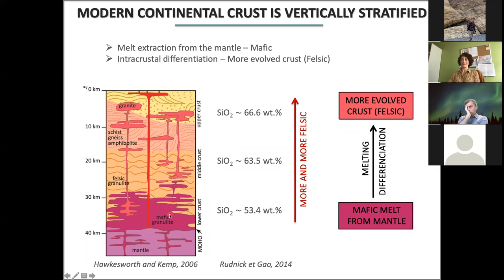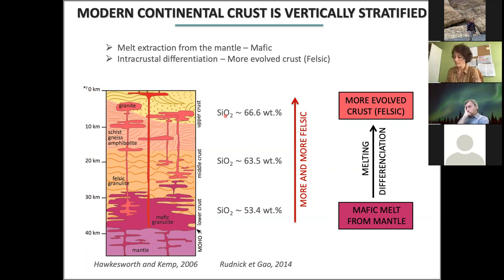So this change in composition with depth is very likely related to the way the crust is formed today. Here in this model, it is assumed that the lower crust is mainly made of mafic melts that are directly extracted from the melting of the mantle. So mantle produced juvenile melts that are relatively mafic. And then through intracrustal differentiation, these melts get more and more felsic to reach the silica content that we have in the upper crust, which is about 67 weight percent.